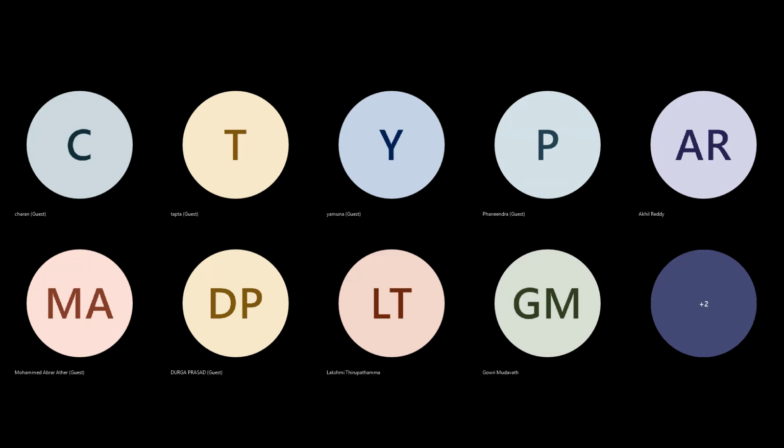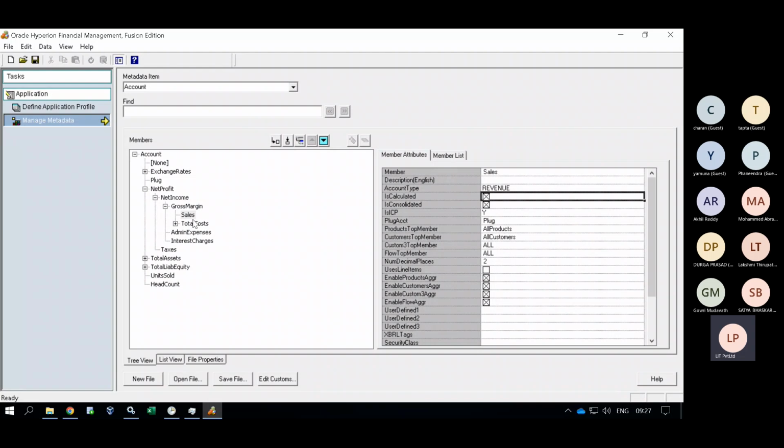It won't act like a level 0 where you can input the data. You can just simply calculate that member. So is character we generally enable for the parent members. Clear?